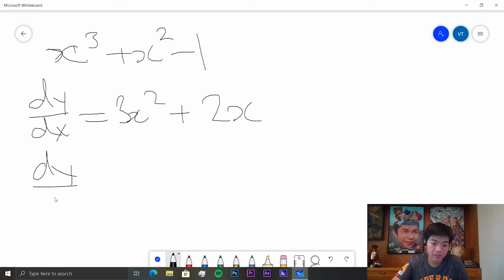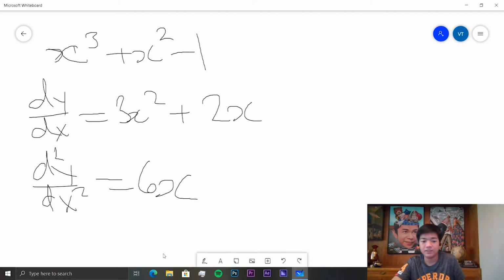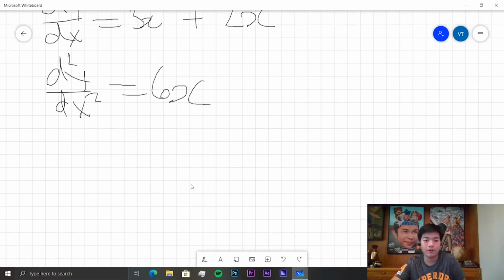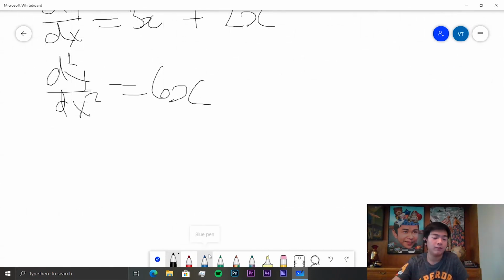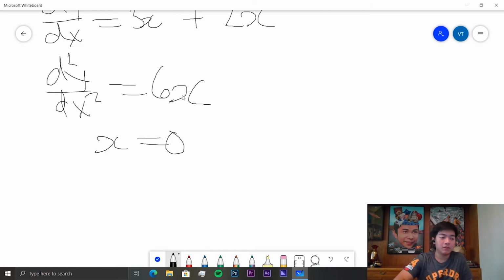And the second derivative is equal to 6x. So in this case, we have a potential point of inflection. Actually, we have a point of inflection at x equals 0, since when x is below 0, the second derivative will be negative, so this will be concave down. And when x is greater than 0, we will have positive, so it will be concave up. So we have a point of inflection at x equals 0.